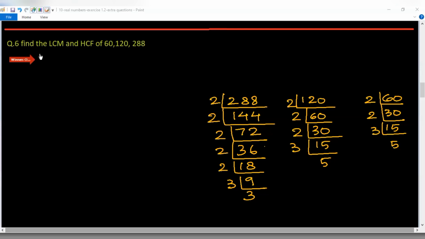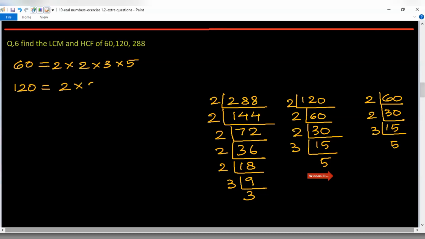This is our next question. Find the LCM and HCF of 60, 120, 288. See, we have done prime factorization. 60 is done here, 120 is done here, 288 is done here. So we can write 60 is equal to, see here, 2 into 2 into 3 into 5. So 2 into 2 into 3 into 5, that is 60. And similarly 120 is 2 into 2 into 2 into 3 into 5, right? 2 comes 3 times.